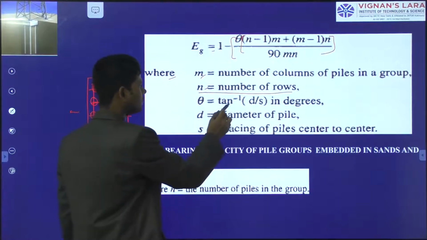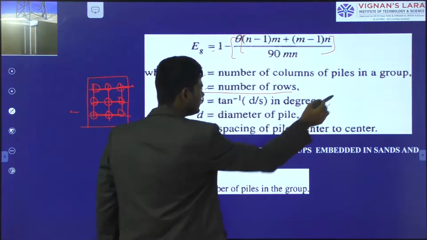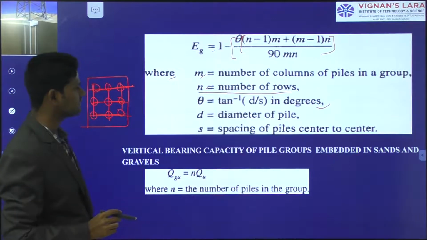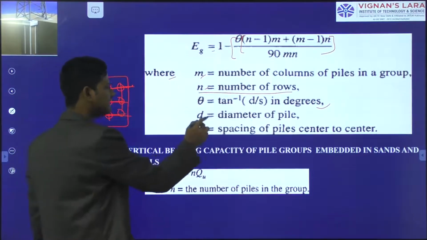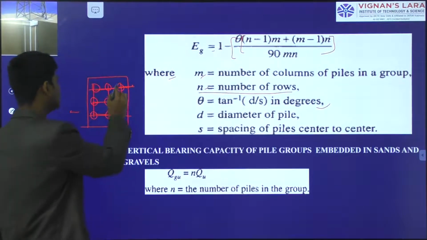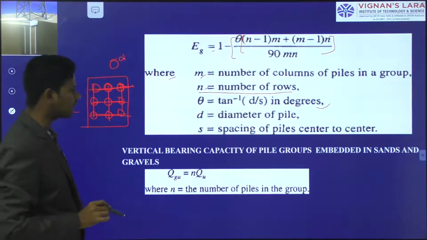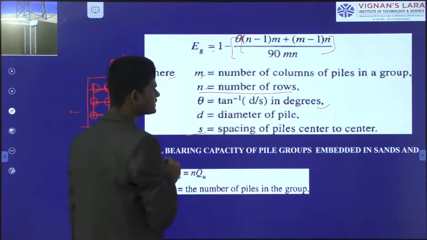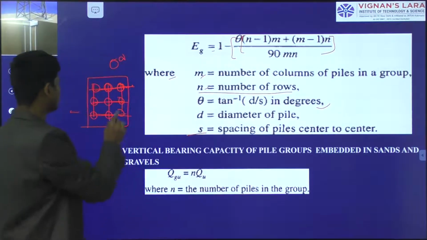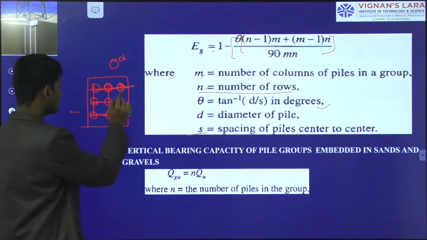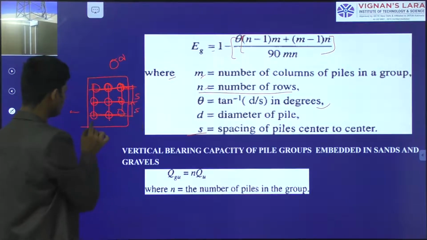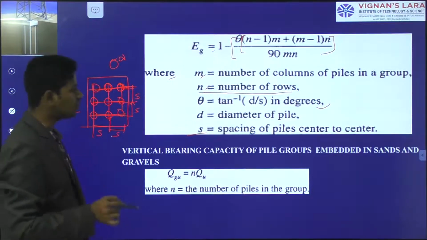And theta equals tan inverse of d by s, in degrees. d is the diameter of the pile, which depends on how much diameter you are keeping for this particular type of pile. And s is the spacing of piles center to center. From the center of the pile to the center of the pile, how much spacing you are providing, and again from this center to this center, how much spacing you are providing.